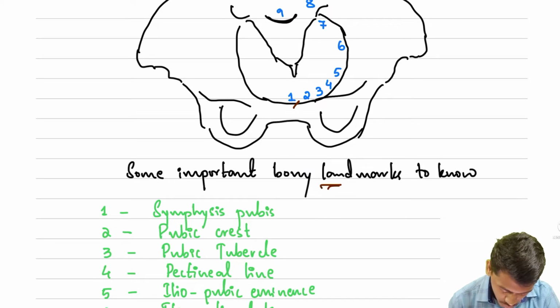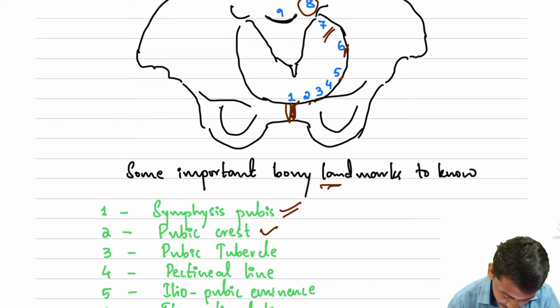So what is one? One is called the symphysis pubis. This is the symphysis pubis, and 2 is called the pubic crest. Pubic crest. Third one is called the pubic tubercle. Fourth one is the pectineal line. Fifth one is called the iliopubic eminence. Sixth point is called the iliopectineal line. Seventh one is the sacroiliac articulation or the joint. The eighth one is the ala of the sacrum. Finally, the ninth one is the sacral promontory.